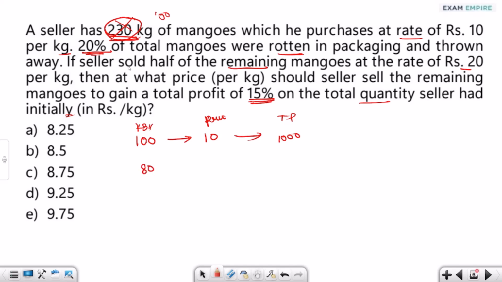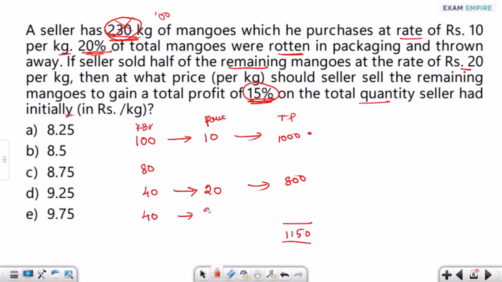Okay, and thrown away. If seller sold half of the remaining, so what is half of 80? It's 40. So half of the remaining mangoes at a rate of 20 per kg. So total price will be 40 into 20, 800. Then at what price should seller sell the remaining? So remaining how many mangoes are there? 40, to gain a total profit of 15%. That is 1000 rupees purchased. So they want to sell it for 1150, so that he will be getting 15% profit.